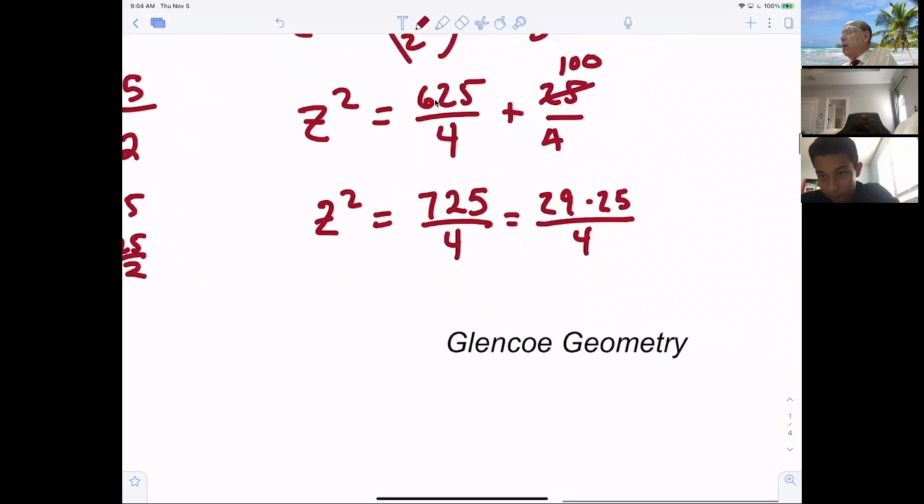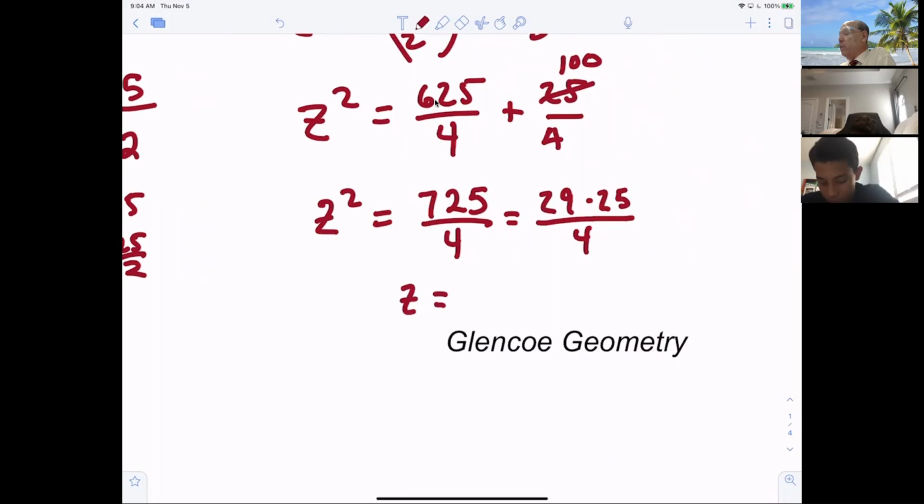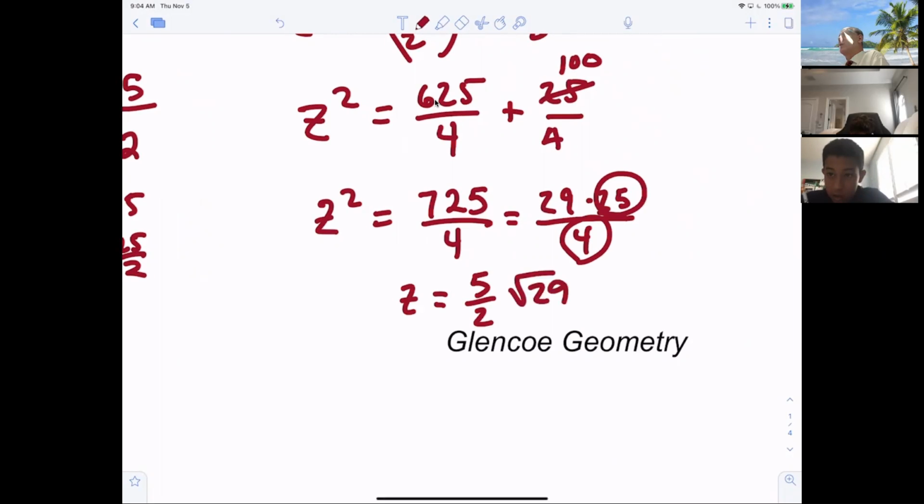All right. And then we're doing what? The square root. So z is equal to, what's the square root of 25? What's the square root of 4? And then what's the square root of 29? We don't know. 29. There isn't a perfect square in there.